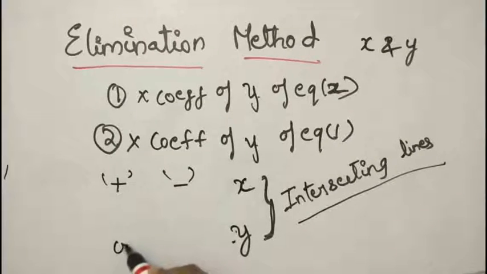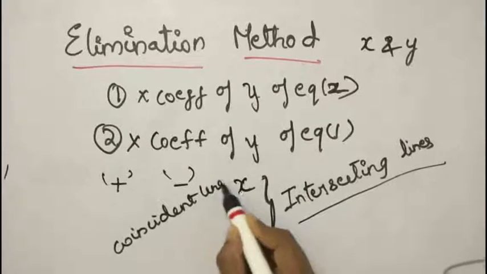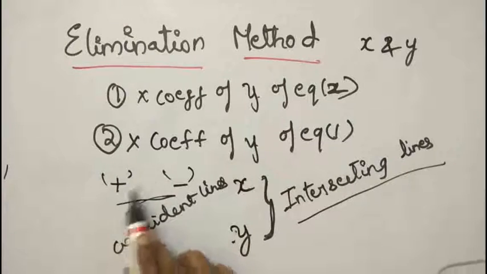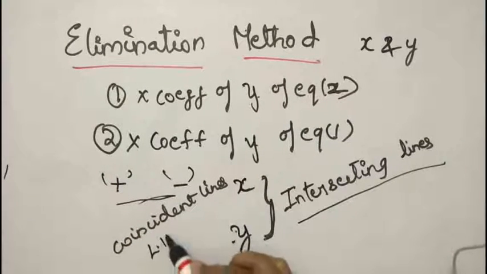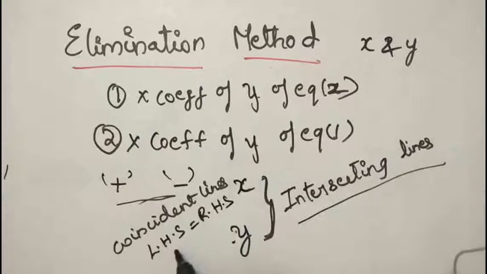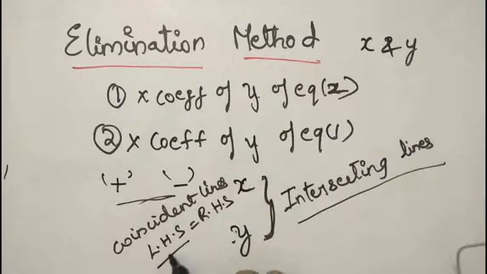In case of coincident lines, okay, till here you have to follow the same steps. After doing addition or subtraction, you will get LHS equal to RHS. That is, in LHS you will get a constant term value, but that value will be equal to the RHS value, and you won't see the terms having the variable x or y in LHS. Okay, in case of coincident lines, LHS equal to RHS means you will get a value here.